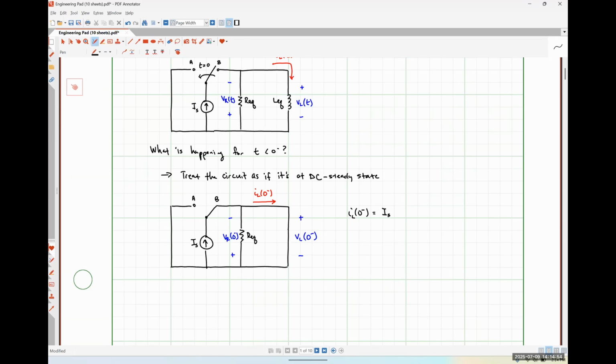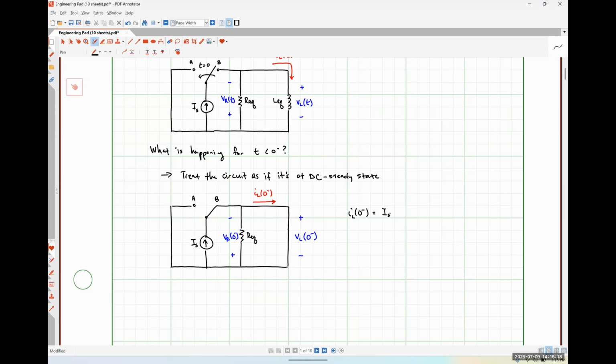So, since our inductor is being represented by a short, and we have some equivalent resistance Req in parallel with that short, all of our source current should flow through the short, which is really the inductor, avoiding that resistive path Req. So IL at 0 minus is equal to IS.